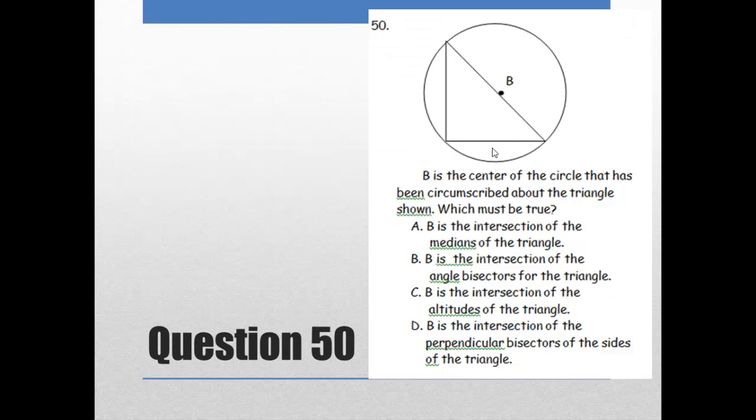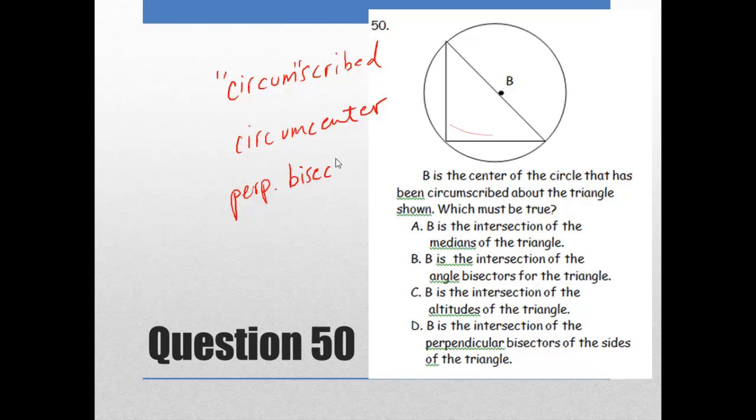Number 50. Alright, we got a circumscribed circle. So we see that and we got to be thinking circumcenter. Like I said a few slides ago, you got to remember that the circumcenter goes along with your perpendicular bisectors. So please review those. Know what goes with what.